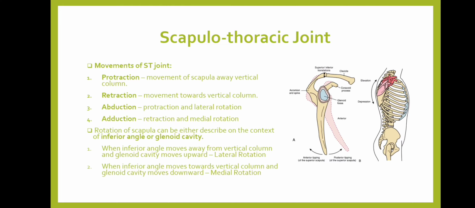So let's talk about the rotation of scapula. It can be described in the context of inferior angle or glenoid cavity of scapula. When inferior angle moves away from vertical column and glenoid cavity moves upward, it leads to lateral rotation. Second, when inferior angle moves towards vertical column and glenoid cavity moves downward, it leads to medial rotation.